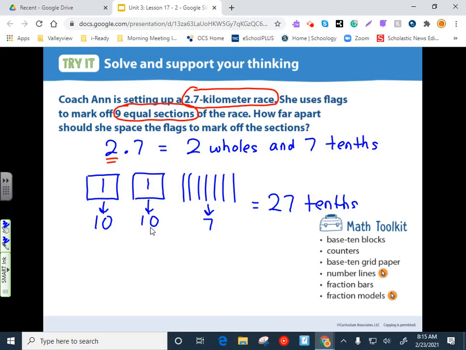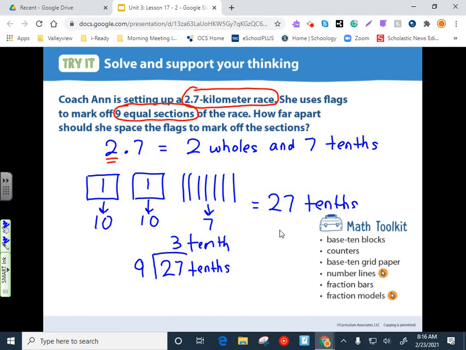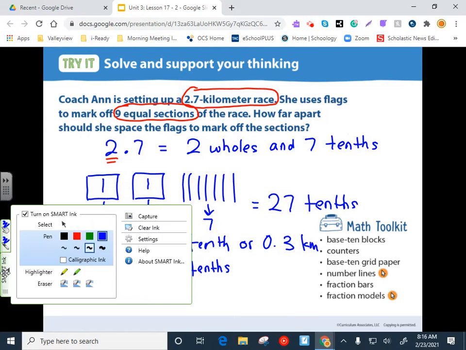So now what we have is a pretty simple division problem. We have our 27/10, and we need to divide it into 9 equal sections. And 27 divided by 9 is 3. And if we're dividing 27/10, that becomes 3/10. Okay. So 3/10 or 0.3 could also be that kilometers. Here you go. All right, let's move on.